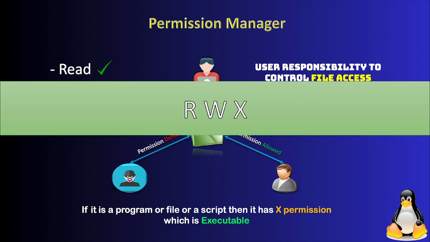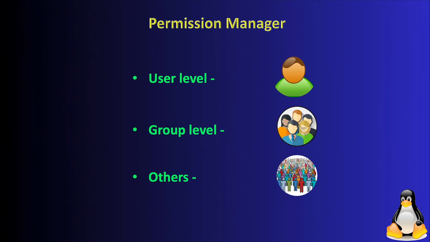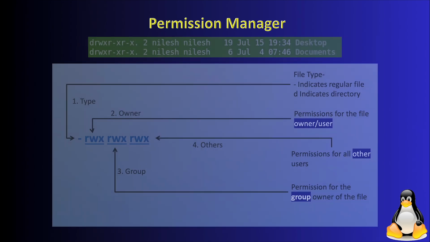A permission which is read, write, and executable can be controlled at three different levels. At a user level, which is yourself. At a group level, which can be people in the same project or group or the same department. And the third one is others, like everyone else.